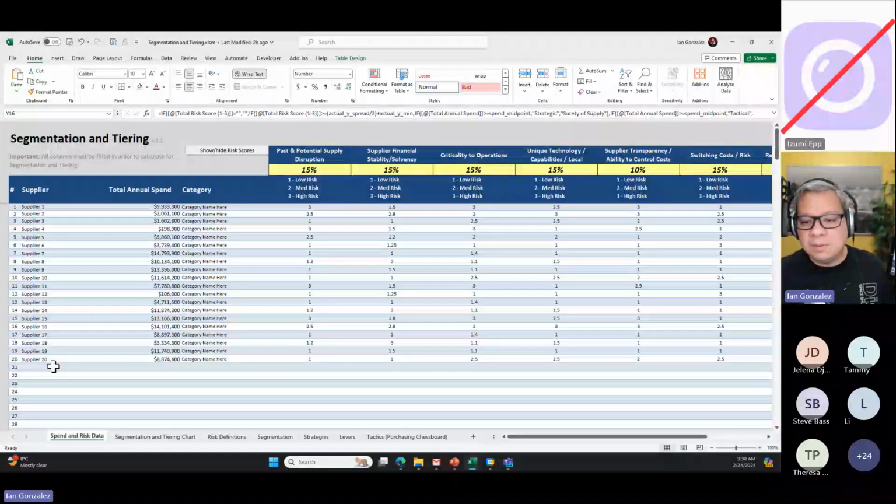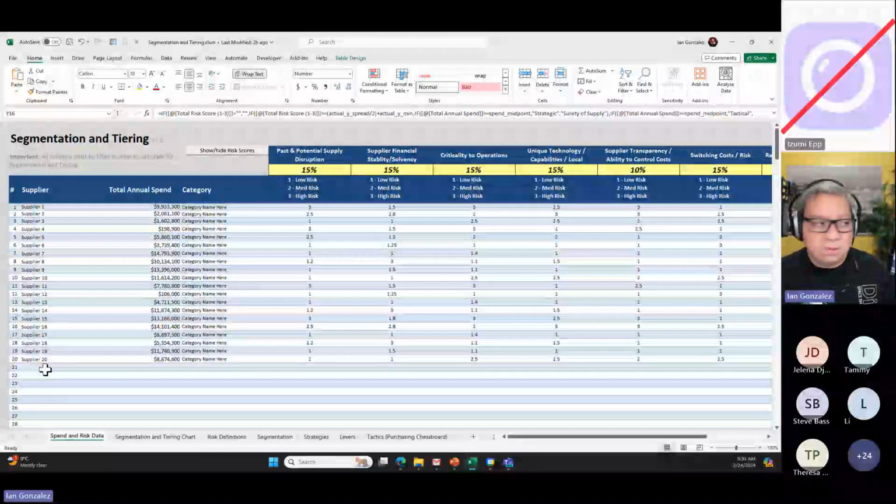The suppliers within each subcategory, some of them are not important. That's why I always encourage you to do this on the supplier level, not the subcategory, or worse, the category level. That's just wrong.